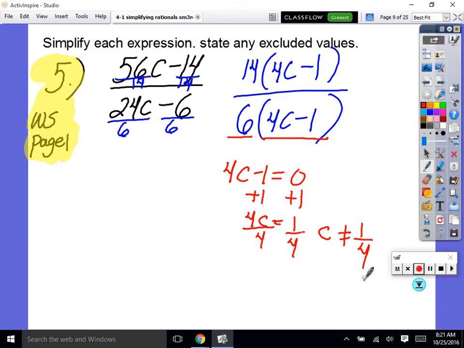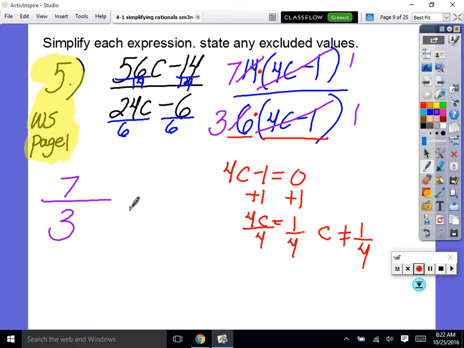Now we can divide out exact factors. Multiplication can be divided. 14 over 6 simplifies to be what exactly? They both divide by 2. Perfect. So that was 7 and 3. Very good. And then 4c minus 1 over 4c minus 1 is 1 over 1. So our answer is 7 times 1, which is 7. On bottom, we have a 3 times 1, which is 3. That's our answer as long as c does not equal 1/4.